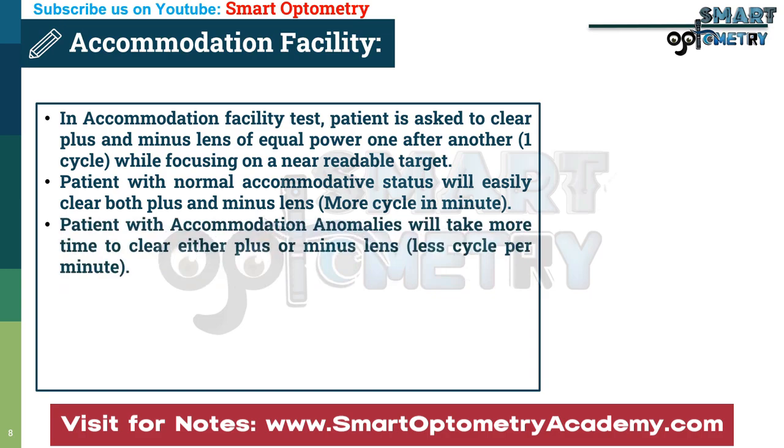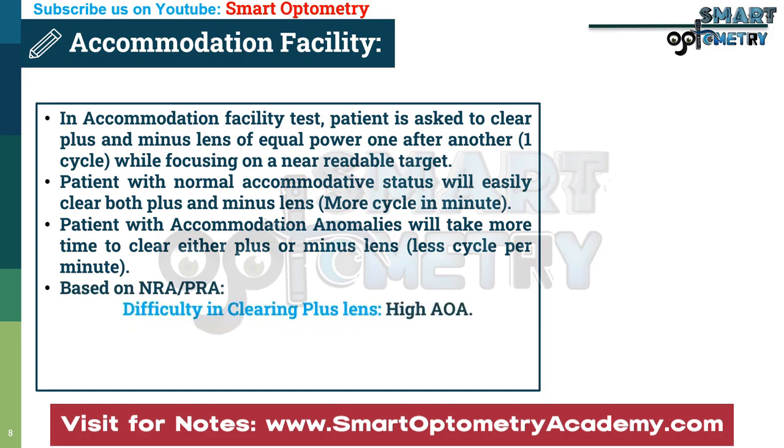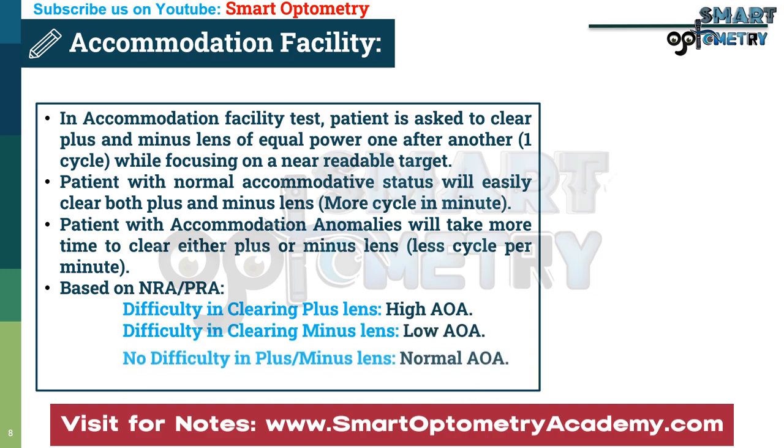But a patient with accommodation anomalies will take more time to clear either plus or minus lens, and they will complete fewer cycles per minute. Based on the result, difficulty in clearing plus lens means high amplitude of accommodation, difficulty in clearing minus lens means low amplitude of accommodation, and no difficulty in clearing plus and minus lens means normal amplitude of accommodation.